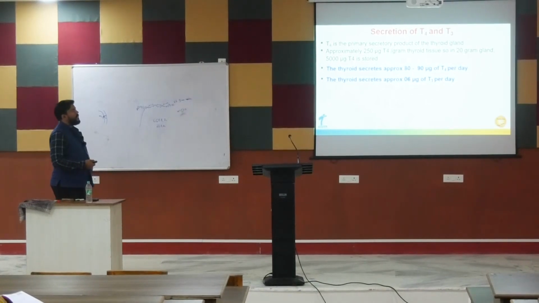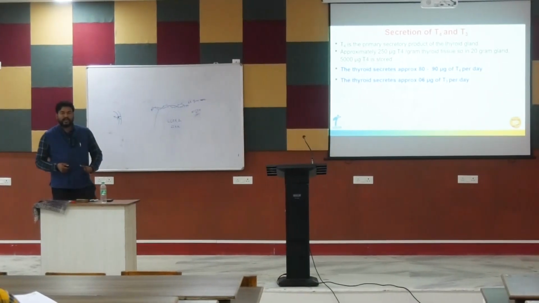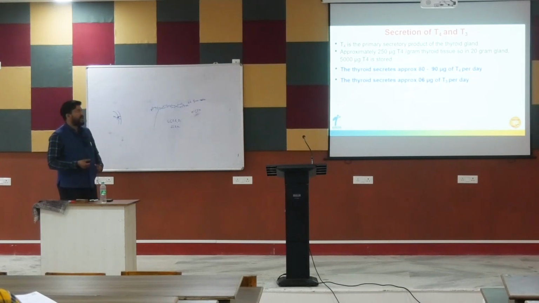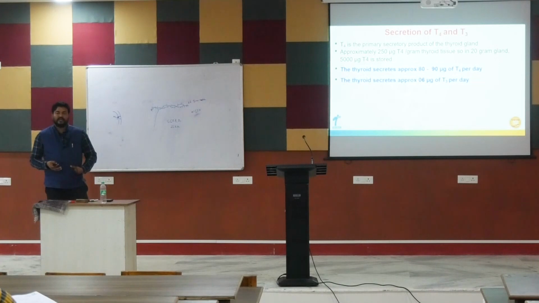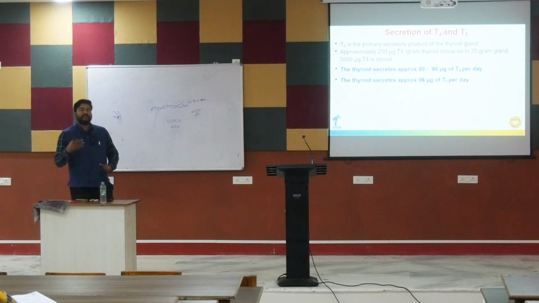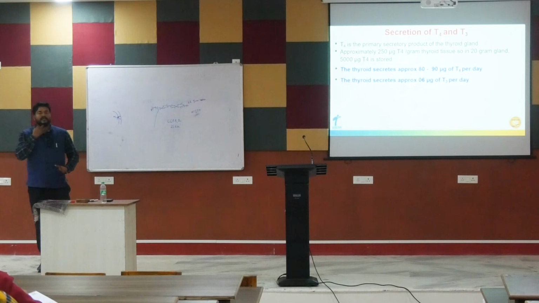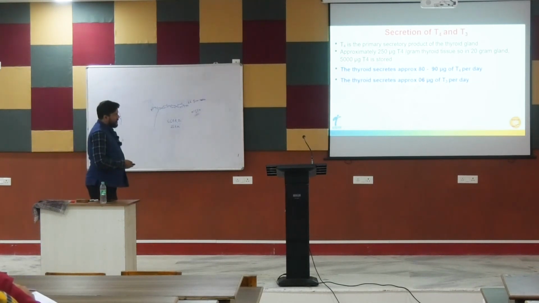They circulate in bound form and unbound form, bound with proteins like thyroid binding globulin. This thyroid binding globulin, which binds the circulating thyroid hormones, is synthesized by the liver. Okay, good.